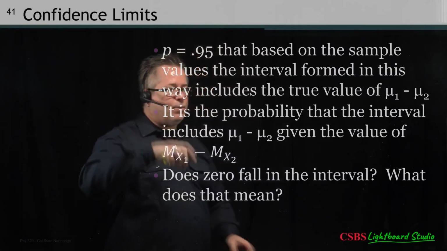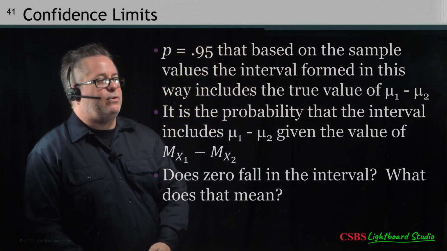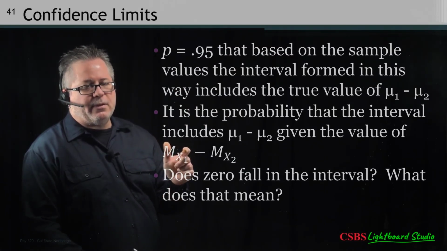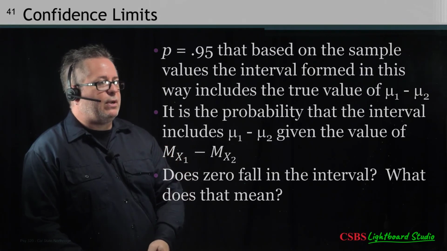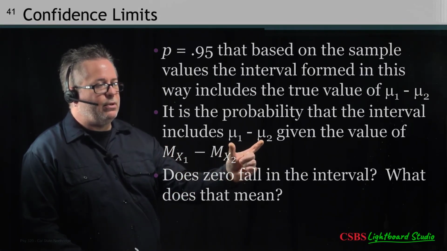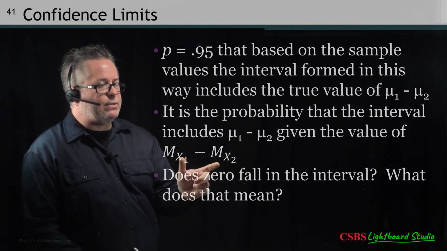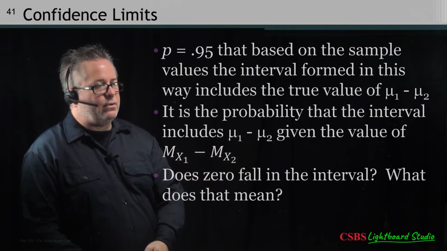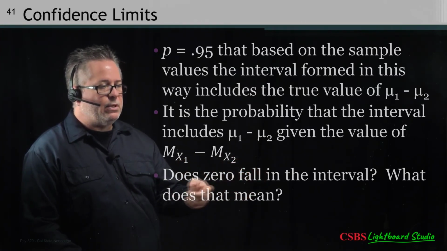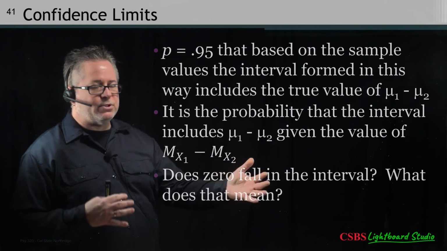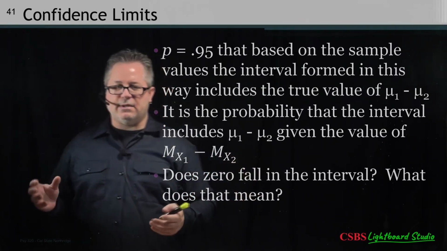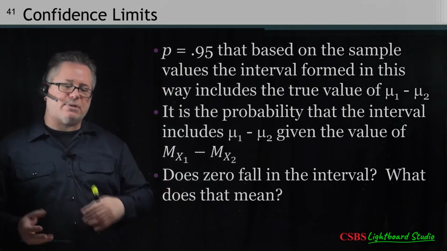The probability is 0.95 that, based on the sample values, the interval formed in this way includes the true value of the population difference that we're trying to estimate. It is this probability that the interval includes that number given our sample differences. And like I started to say before, given our interval of 0.179 to 3.521, does 0 fall in the interval? Well, 0 is not in that range, which means that it sort of matches our significance testing.